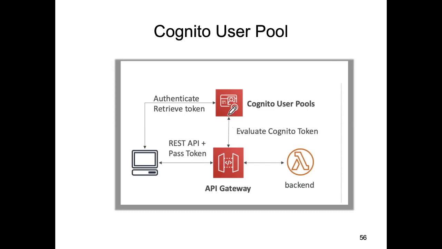And then what Cognito will do is, if it's happy that the token is genuine, it will allow the gateway to forward the request on. And it does that by means of an IAM policy, as we'll see.